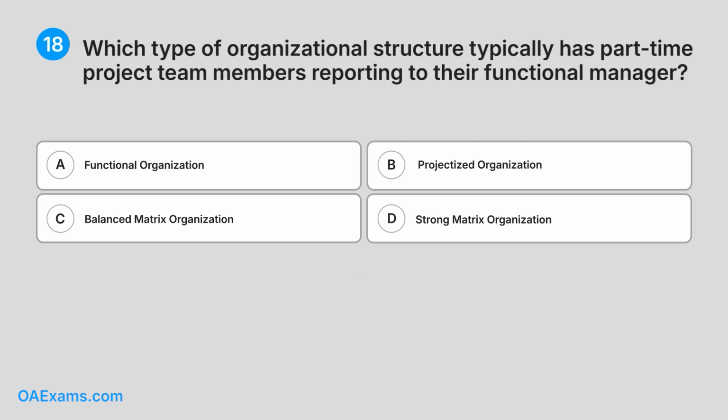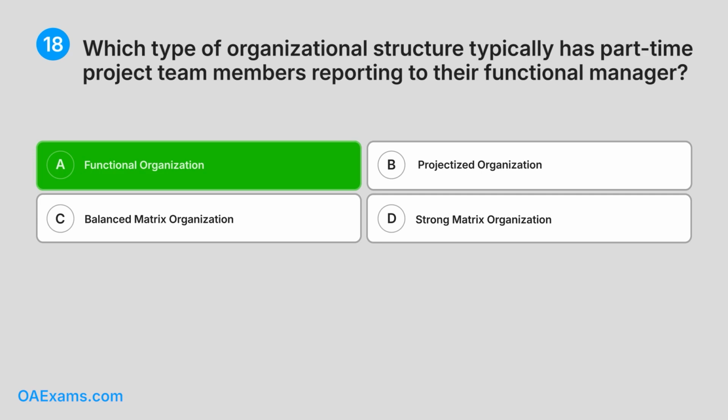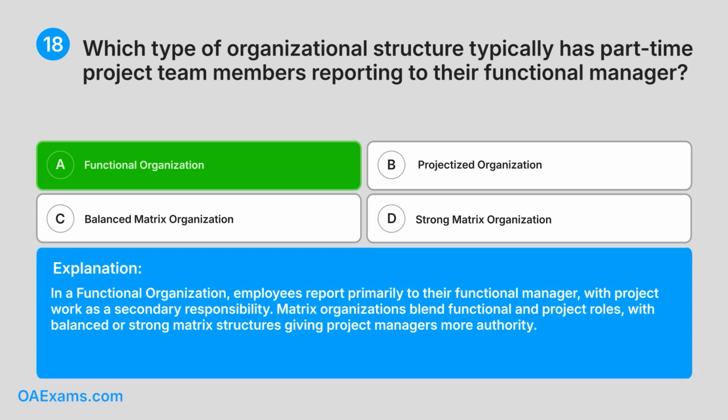Correct answer: A. Functional organization. Explanation: in a functional organization, employees report primarily to their functional manager, with project work as a secondary responsibility. Matrix organizations blend functional and project roles, with balanced or strong matrix structures, giving project managers more authority.